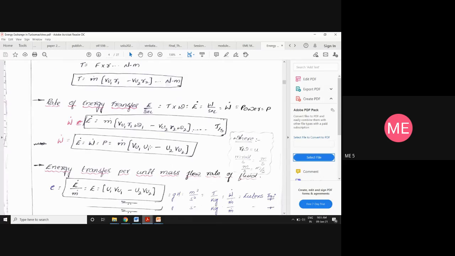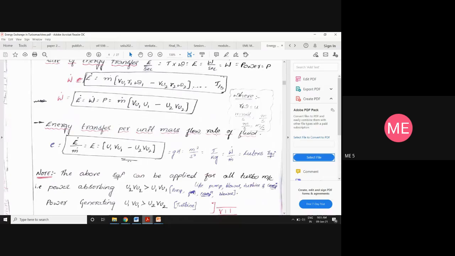These are all the basics you know. And the energy transfer per unit mass flow rate of the fluid is E dot divided by m dot. E dot by m dot, I can call it a small e, that is Euler's turbine equation. If I take the m dot outside, what is remaining is only u1 vu1 and u2 vu2. So this is called Euler's turbine equation: small e is u1 vu1 minus u2 vu2.